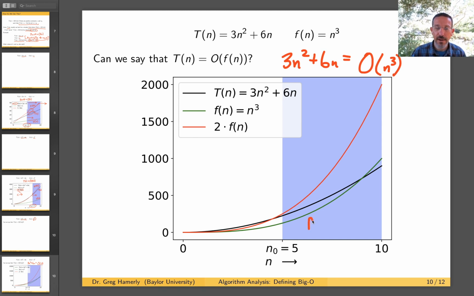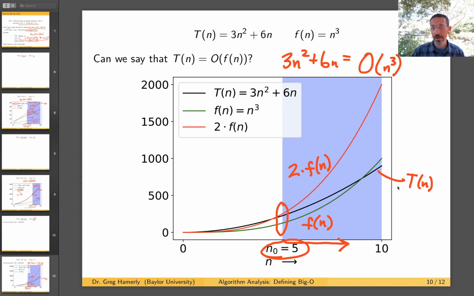Because here we have f of n down here in green, which is n cubed. This black is T of n, and this red is 2 times f of n. In other words, 2 times n cubed. And you can see that from this point onward, for n naught of 5, 2 times f of n is growing at least as quickly as T of n.